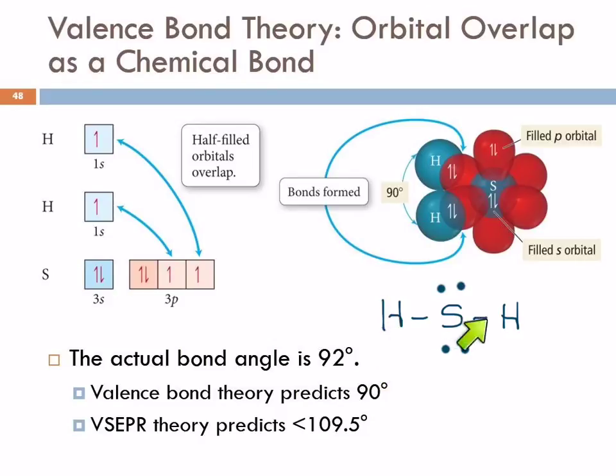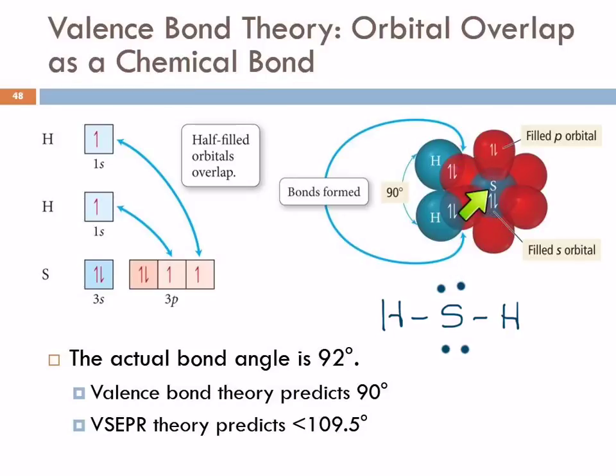So, Lewis structure of H2S, there's 2 lone pairs on the sulfur. So we look at this: 4 electron groups with 2 lone pairs. VSEPR theory is going to predict that this has an angle of less than 109.5 between the hydrogen, sulfur, hydrogen. Valence bond theory is going to predict a 90-degree angle. Because valence bond theory says, well, we've got these 2 3p orbitals that are half-filled.